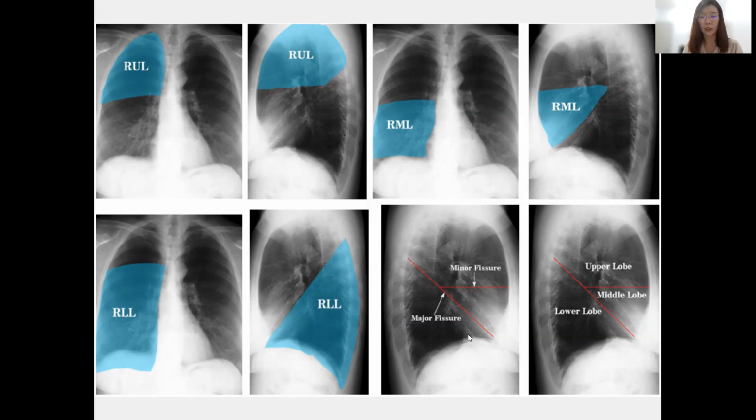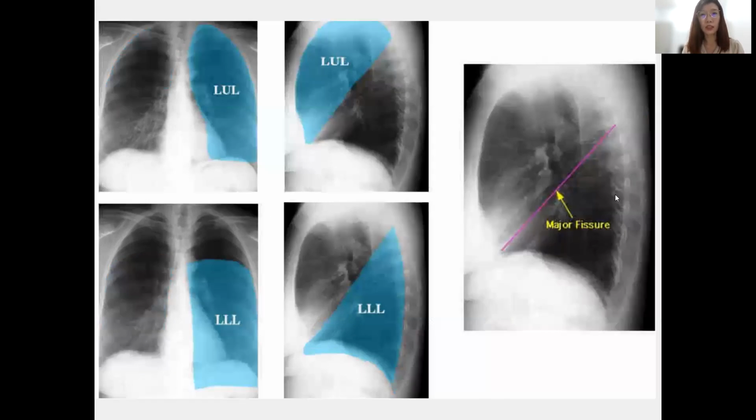Okay, these are the locations of the fissures: the major fissure, the oblique fissure, obliquely, and then the transverse fissure horizontally. For the left lung, we only have 2 lobes, the upper lobe and the lower lobe. So on frontal view X-ray, both of the lobes are always overlapping. Okay.